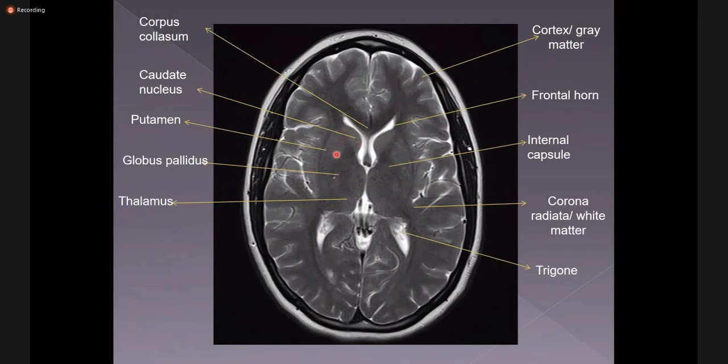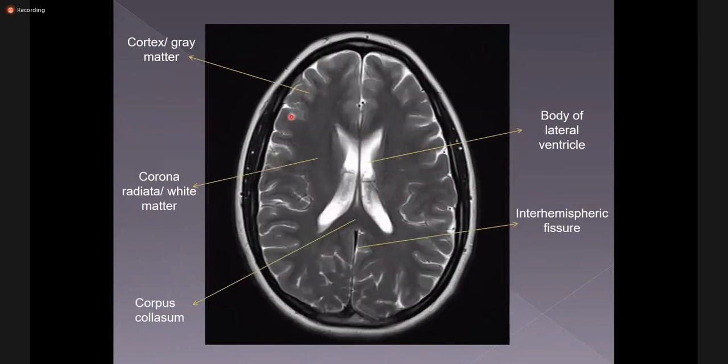The lentiform nucleus consists of two parts, putamen and globus pallidus. Putamen is the lateral part and globus pallidus is the medial part, and this is the thalamus. This is the third ventricle. The internal capsule runs with the anterior limb between the caudate nucleus and the lentiform nucleus, and the posterior limb between the lentiform nucleus and the thalamus. So this is the normal location of the internal capsule.